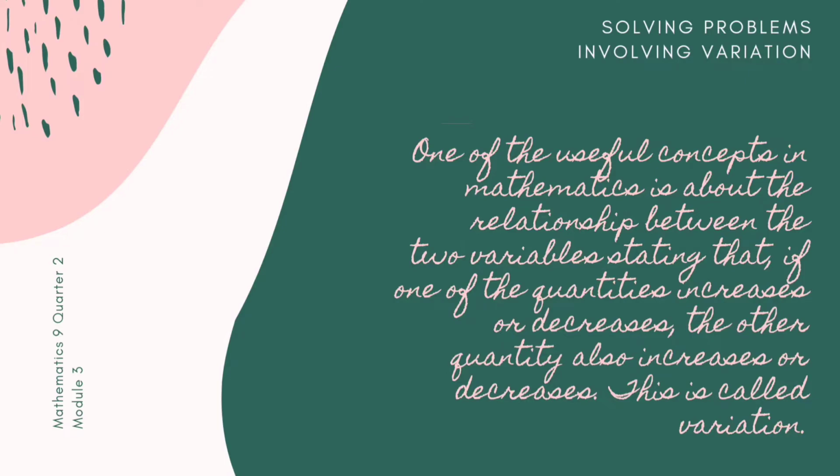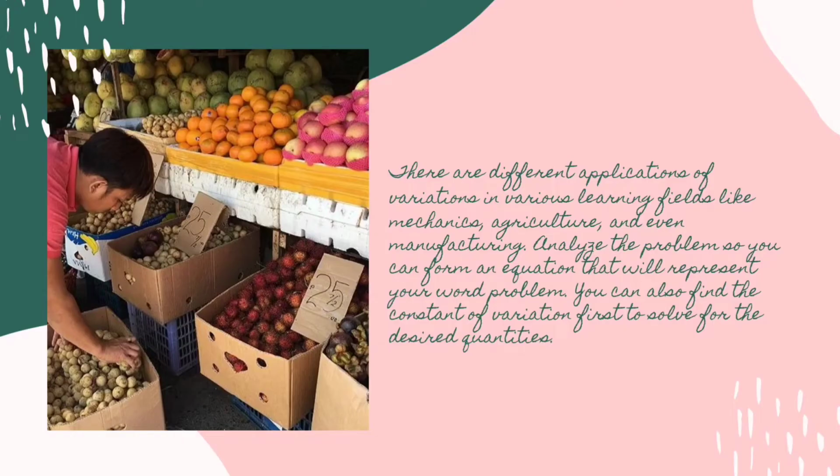This is called variation. There are different applications of variations in various learning fields like mechanics, agriculture, and even manufacturing. Analyze the problem so you can form an equation that will represent your word problem. You can also find the constant of variation first to solve for the desired quantities.